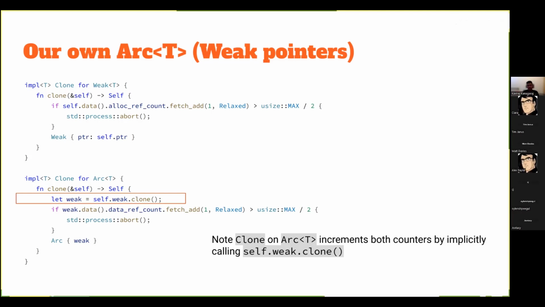So by calling Weak.clone, we are indirectly also incrementing the other count, because whenever you create a new clone for Arc, we need to increment both the counters. This is something to remember, right? Because we'll optimize it later. So now every clone of Arc touches two atomic counters. You need to increment two counters. Everything else remains the same: the overflow check, and we abort if anything happens.